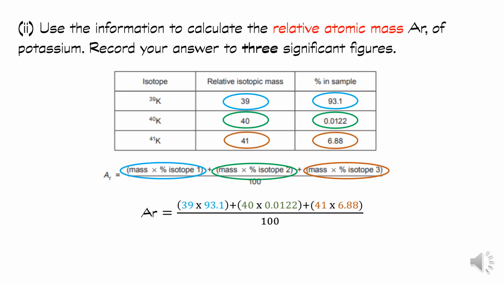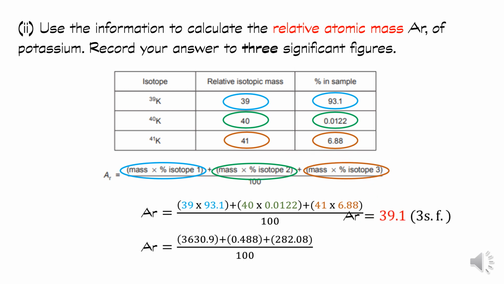And now we just put the numbers into the equation. So 39 times 93.1 for our first isotope, 40 times 0.0122 for the second one, and 41 times 6.88 for potassium 41. And we divide it all by 100 to give us 39.1 to 3 significant figures.